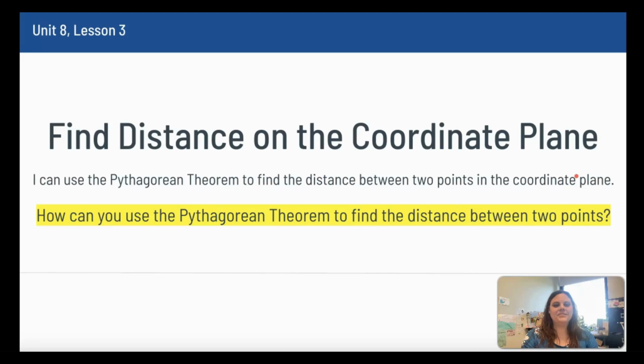Hey y'all, in this lesson we are taking a look at being able to find distance on the coordinate plane. Our I can statement is I can use the Pythagorean theorem to find the distance between 2 points in the coordinate plane. Our essential question then is, how can you use the Pythagorean theorem to find the difference between 2 points?